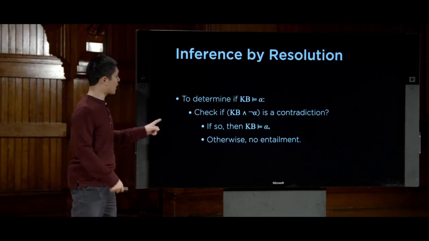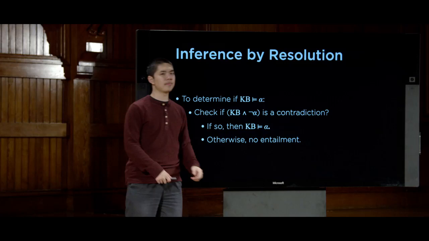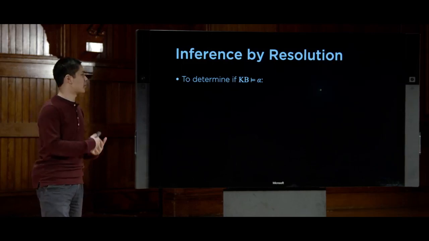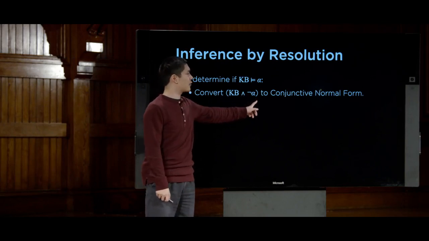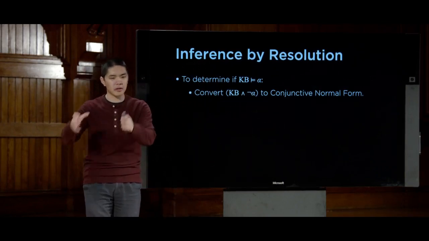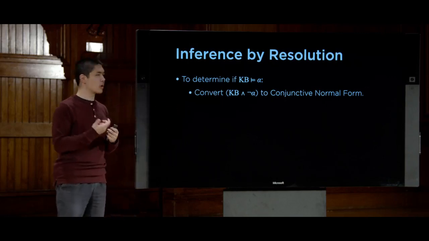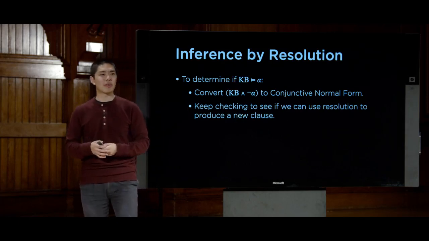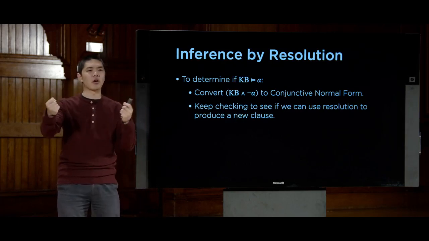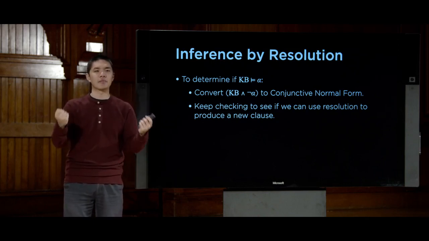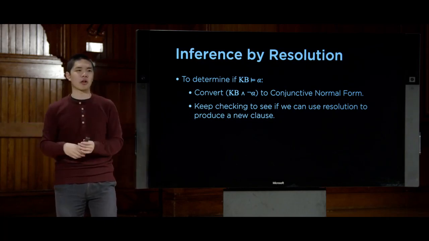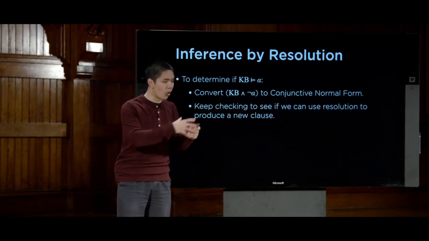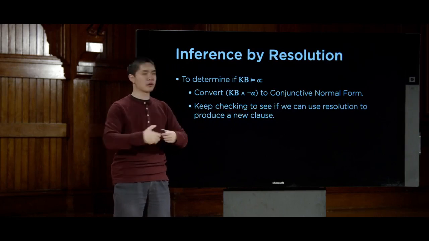But more formally, how do we actually do this? How do we check that knowledge base and not alpha is going to lead to a contradiction? Well, here is where resolution comes into play. To determine if our knowledge base entails some query alpha, we're going to convert knowledge base and not alpha to conjunctive normal form, that form where we have a whole bunch of clauses that are all anded together. And when we have these individual clauses, now we can keep checking to see if we can use resolution to produce a new clause. Right? We can take any pair of clauses and check, is there some literal that is the opposite of each other or complementary to each other in both of them? For example, I have a p in one clause and a not p in another clause, or an r in one clause and a not r in another clause. If ever I have that situation where once I convert to conjunctive normal form and I have a whole bunch of clauses, I see two clauses that I can resolve to produce a new clause, then I'll do so.